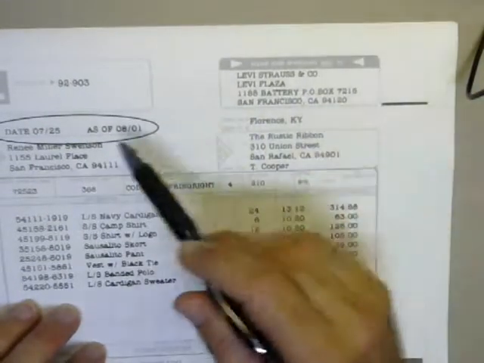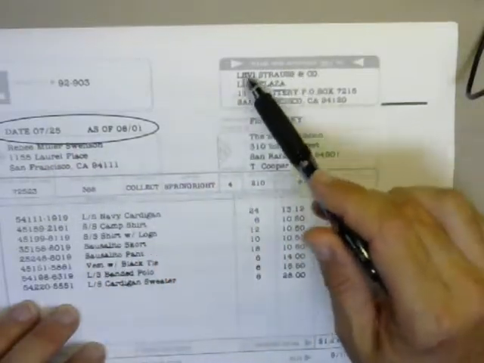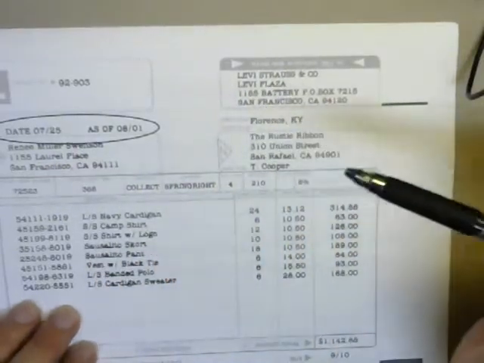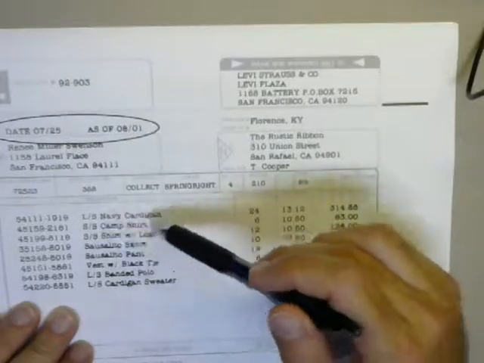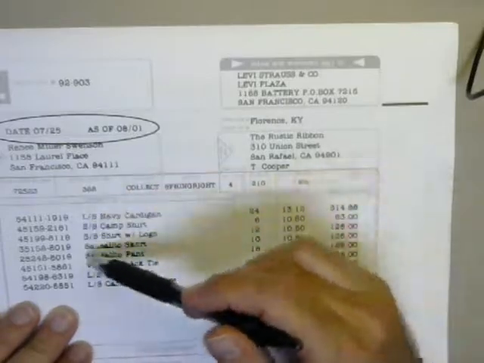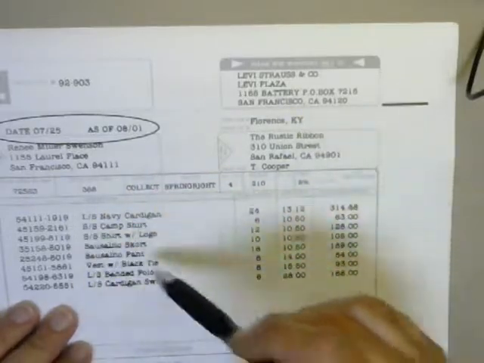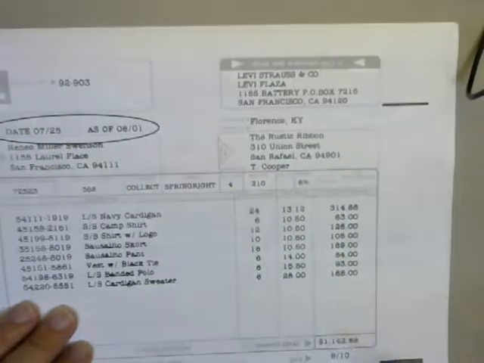So here's the person that gets the invoice. Here's the person that they're paying it to. Here's the items in the invoice. Again, who knows what all this stuff is. It matters, but what really matters is the dollar amount and things like that.